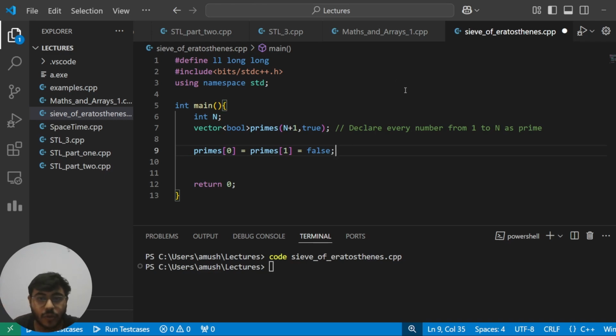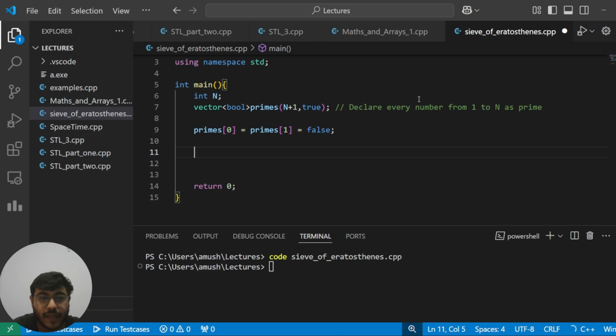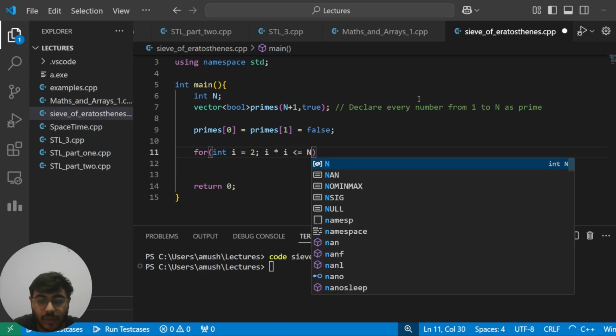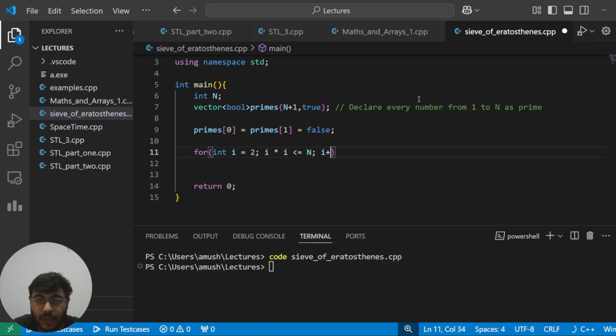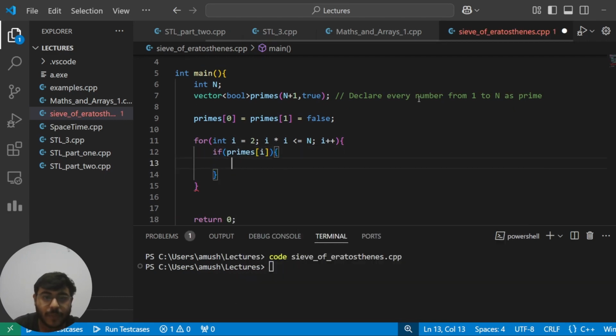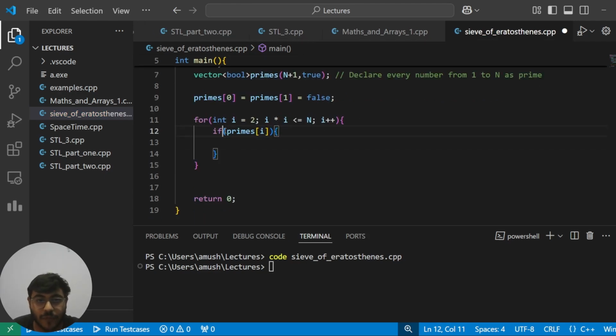Okay, now what do? Now we start our process like for int i equal to 2. As I said, we'll start from 2, and i into i is less than equal to n, and i plus plus. Okay, now what do? If primes of i, what does if primes of i mean? So basically, it means that the current ith number is true or not.